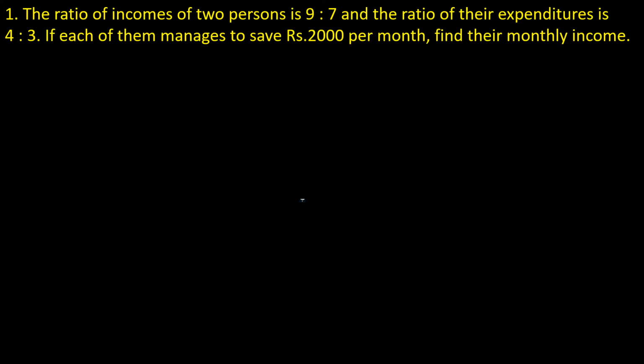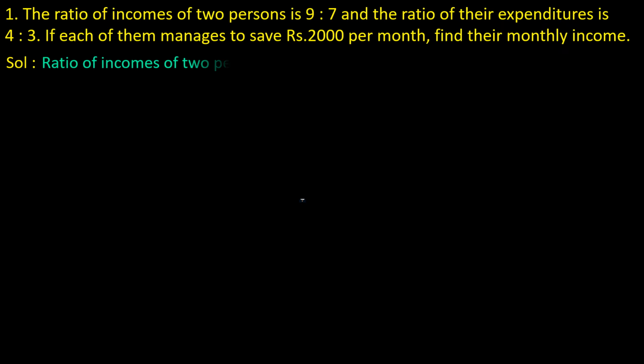So let's solve this problem. In this problem, it is given that the ratio of incomes of two persons is 9:7 and the ratio of their expenditures is 4:3, and both are saving 2000 rupees per month. And we need to find their monthly income.